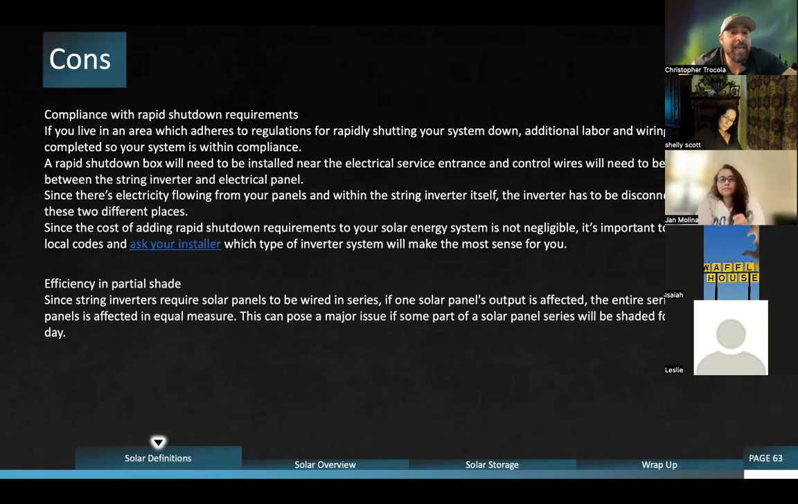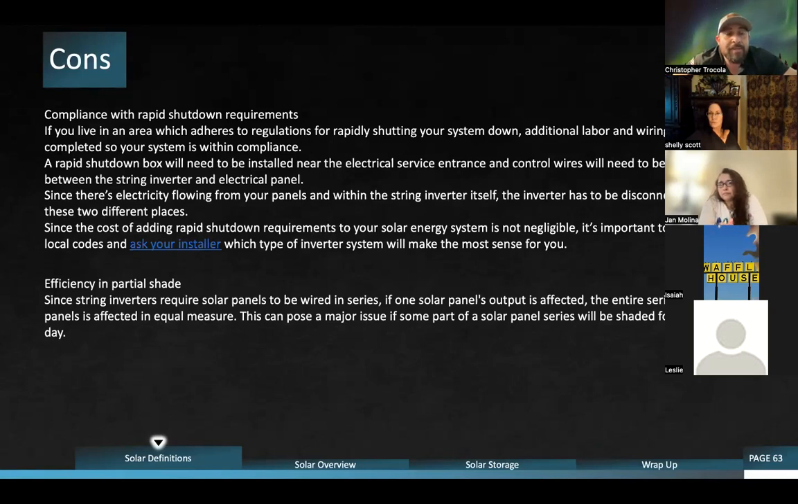Efficiency and partial shade is a major con. String inverters require solar panels to be wired in series. If one of the solar panels' output is affected, the entire series of solar panels is affected in equal measure. This can pose a major issue if some of the solar panel series will be shaded for part of the day. There's going to be some installations where we cannot avoid shading. Customer doesn't want to cut down a tree. There's going to be a chimney that, you know, they're not going to tear down the chimney.